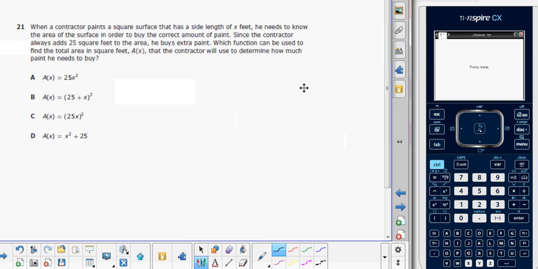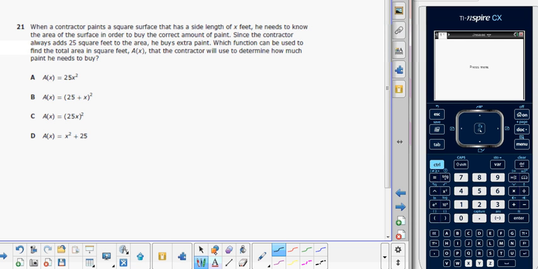We're going to do the questions between 21 and 25. Let's read 21. When a contractor paints a square surface that has a side length of x feet, he needs to know the area of the surface in order to buy the correct amount of paint. Since the contractor always adds 25 feet to the area, he buys extra paint. Which function can be used to find the total area in square feet, A(x), that the contractor will use to determine how much paint he needs to buy?